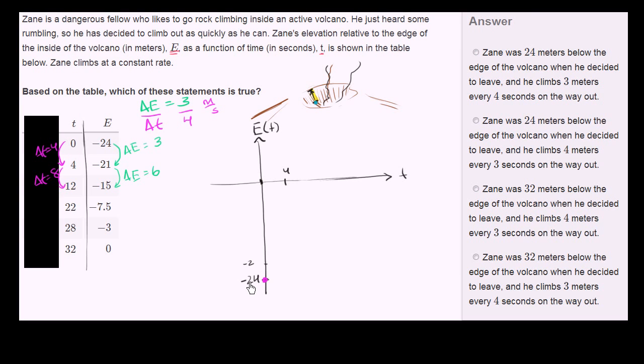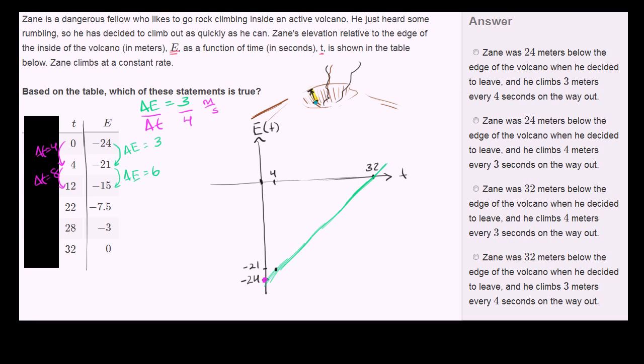Because the other thing that we do know is that when time is 32, his elevation is 0. So let me put that right over there. So his elevation as a function of time looks something like this. And we can plot other points there. When time is 4, it's going to be right over there, and his elevation is negative 21. So this is a general idea. He starts at negative 24 meters and he increases at a rate of 3/4 meters per second.